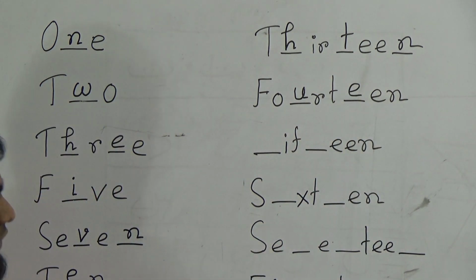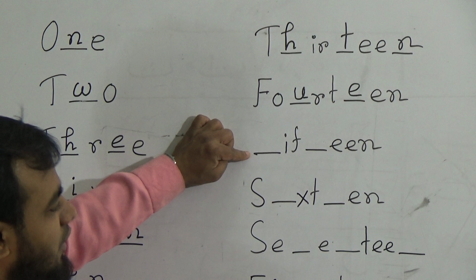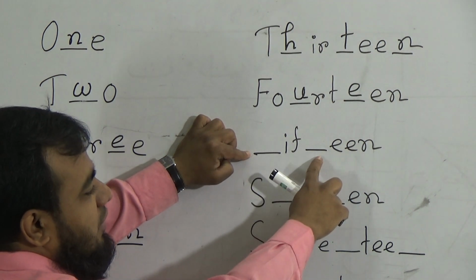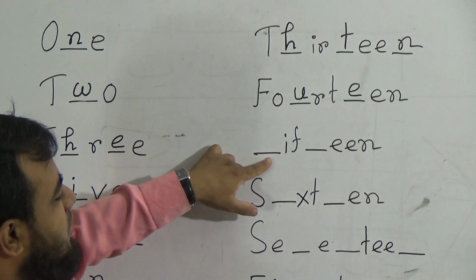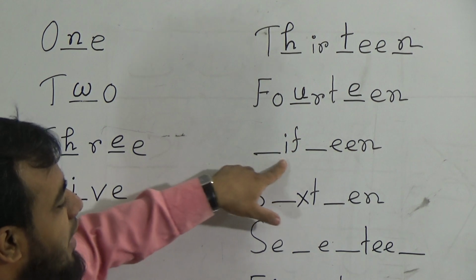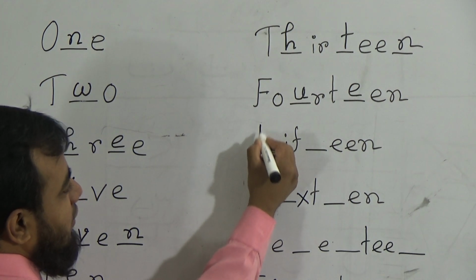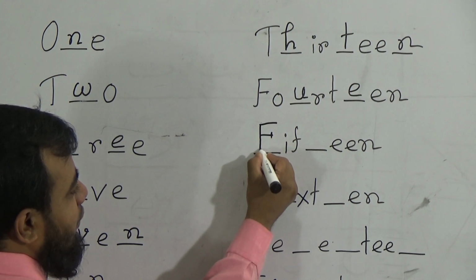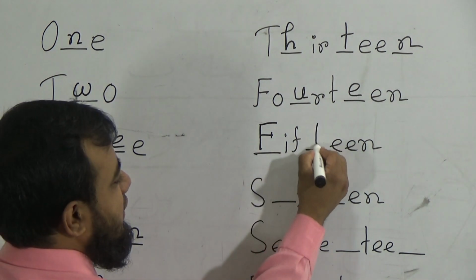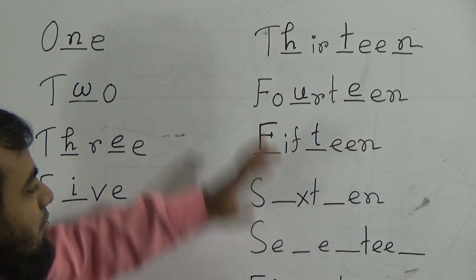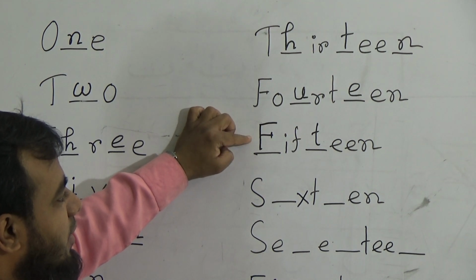The next one, look at the first letter, it is blank. So you should fill up this one very carefully. Blank I-F, blank E-E-N. That means it should be teen, T-E-E-N. But it is F-I-F, fif, F-I-F-T-E-E-N, 15. The first letter should be written in capital. When we fill up the first blank with a letter, it should be capital. I am repeating again: when we fill up the first blank with the letter, that letter should be in capital.